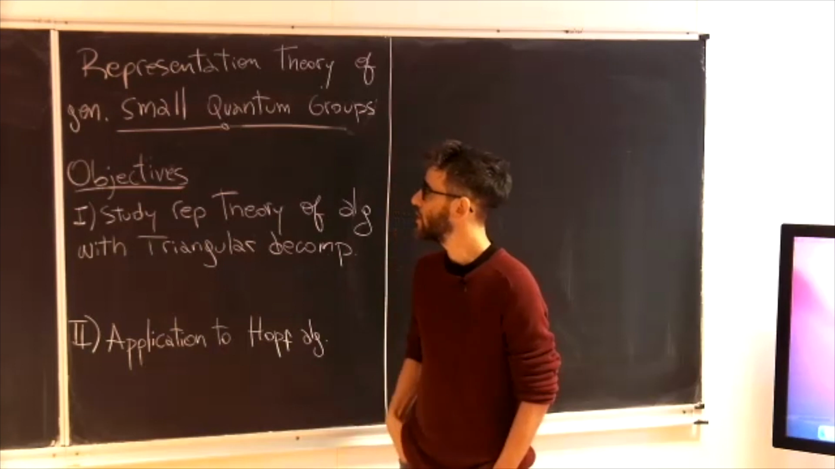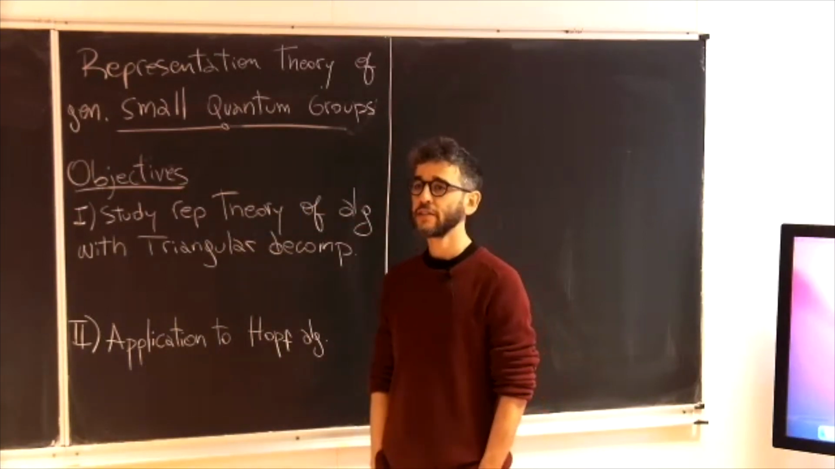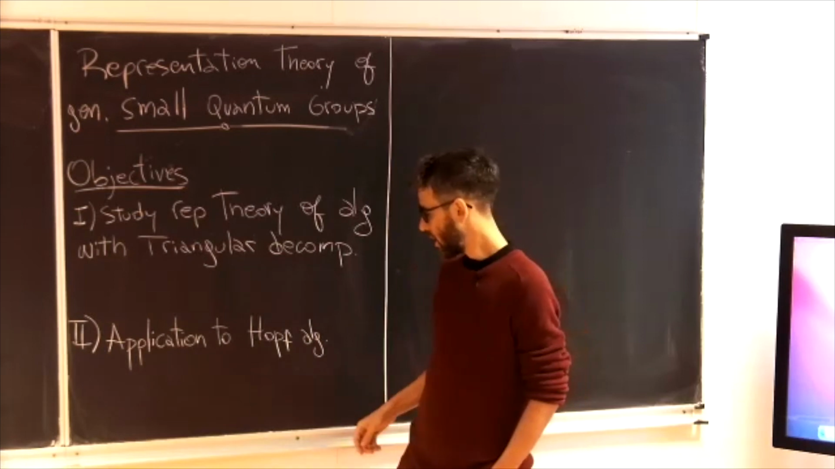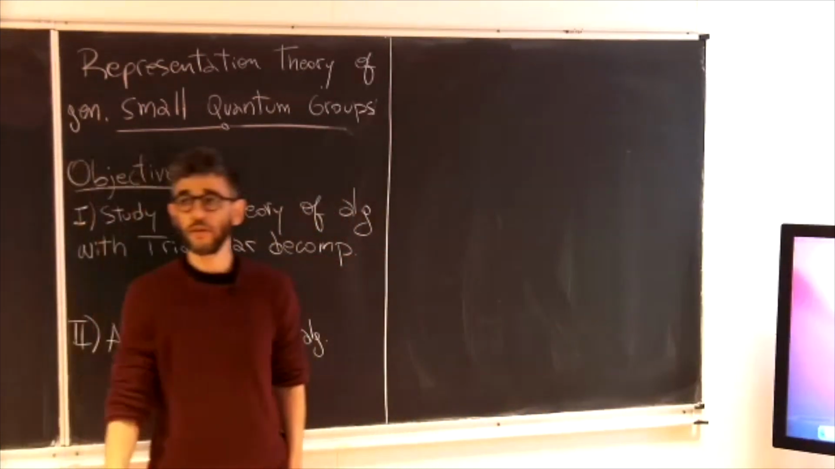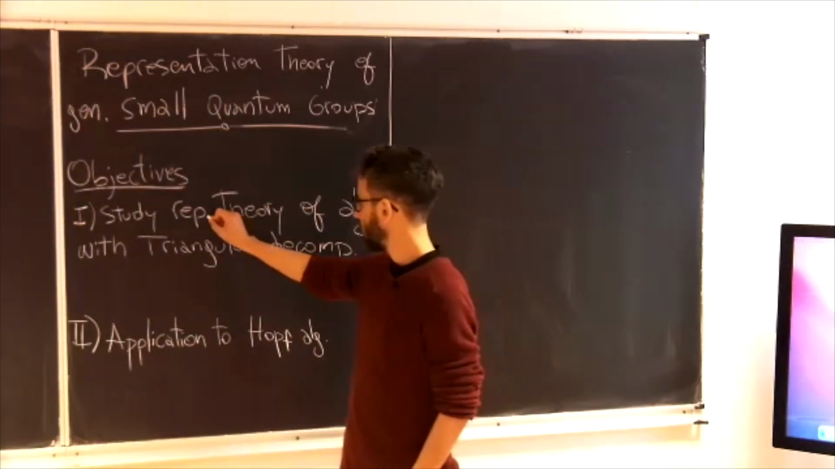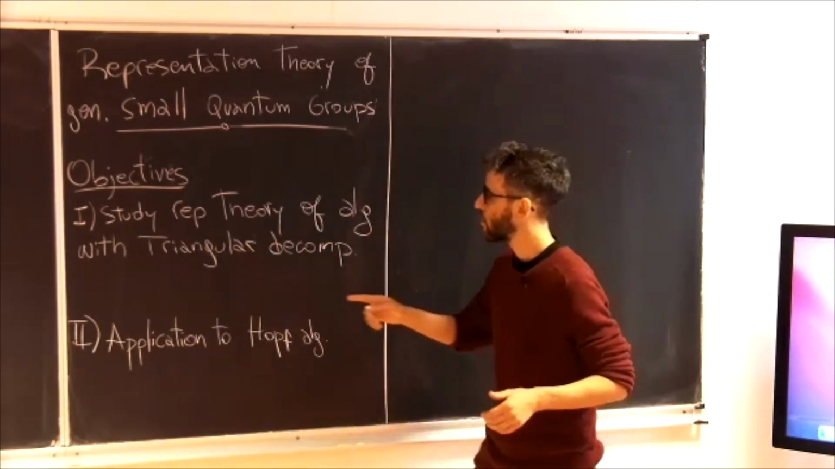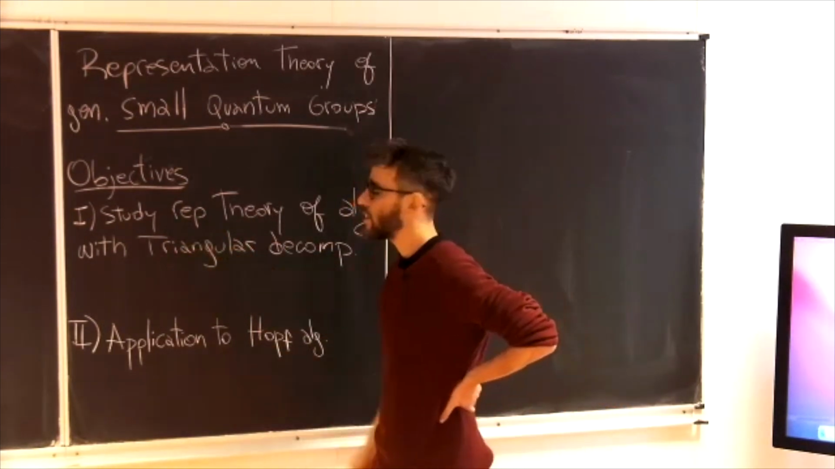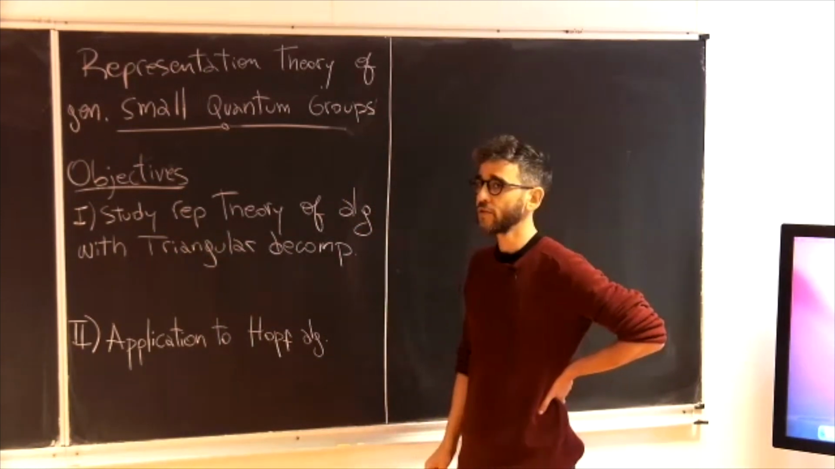As you know, the title of the course is Representation Theory of Generalized Small Quantum Groups. And here I write the objectives of the course. As a first objective, in the first part of the course, we will study the representation theory of algebras with triangular decomposition.